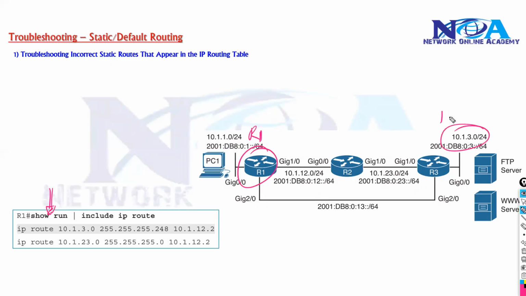This is my destination network ID. So we assume that an incorrect static route is going to appear in the routing table. When I say show IP route, it's not showing me the correct static route. So what are the things we need to check? How are we going to start?